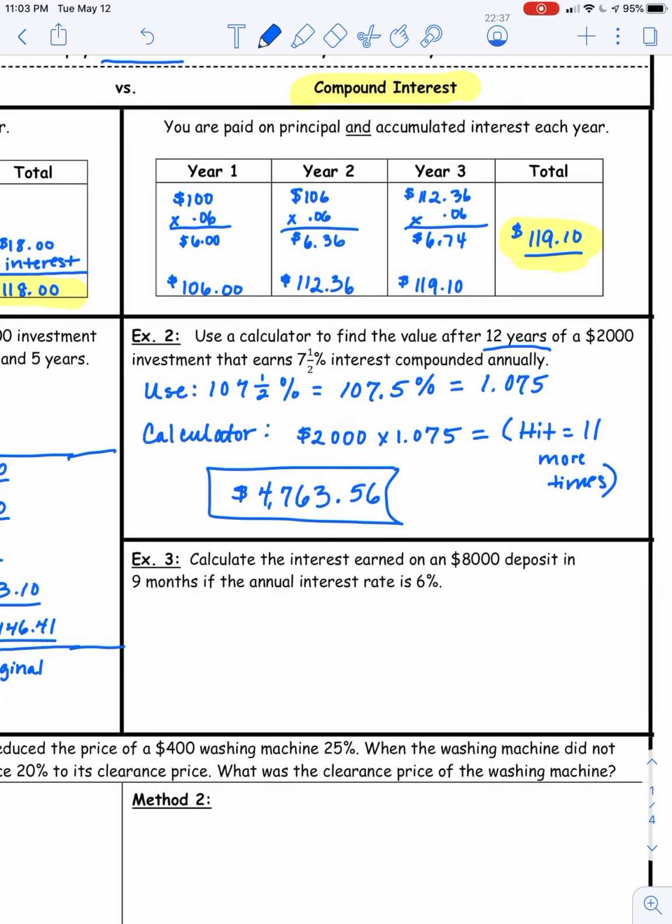If it didn't turn out, try it again and see. 2,000 times 1.075 and hit your equal sign a total of 12 times. 1, 2, 3, 4, 5, 6, 7, 8, 9, 10, 11, 12. Yes, it works out perfect. So hopefully that worked out for you. If it didn't, we'll talk about that on our Zoom call today.